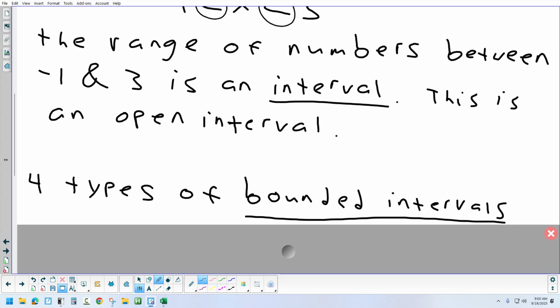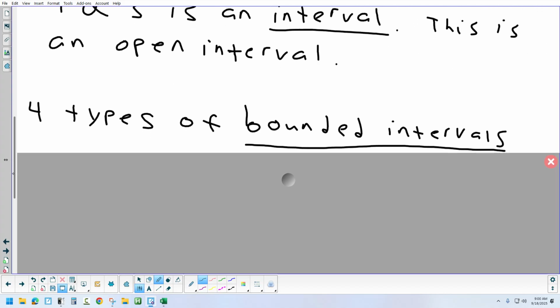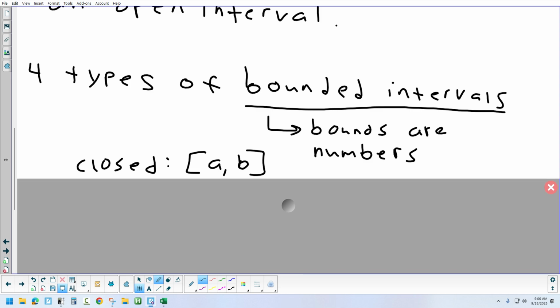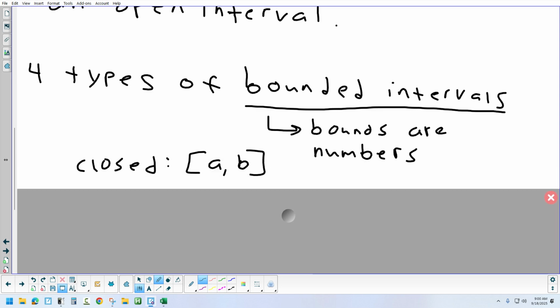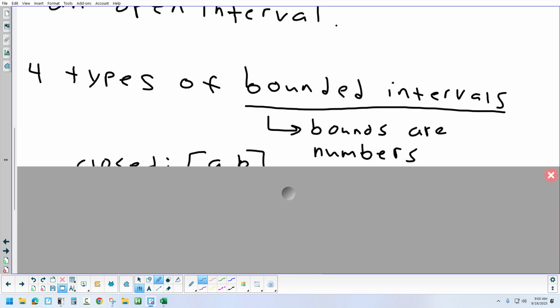What do you think it means if an interval is bounded? Guess what that might mean. A bounded interval, like it's limited, doesn't go on forever. It's limited, right? No arrow, not going to infinity. So there are 4 different kinds of bounded intervals. Again, bounded means that there's no infinity symbol. Your actual starting point and ending point are numbers.